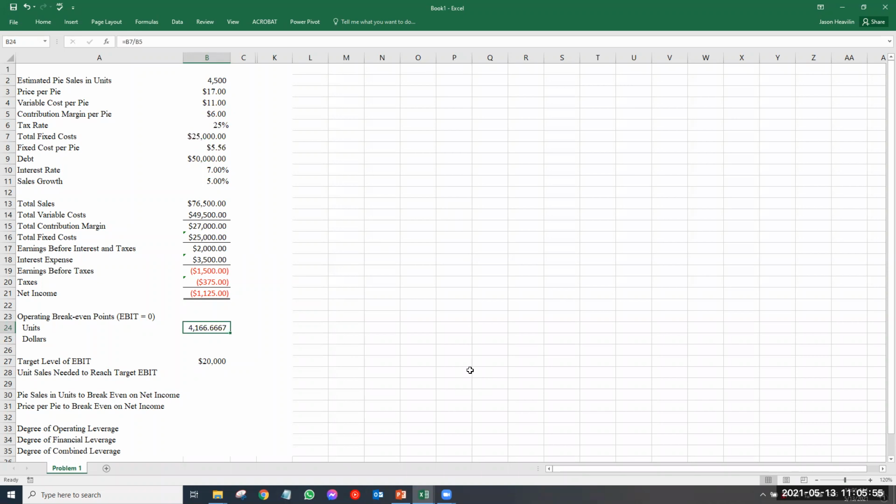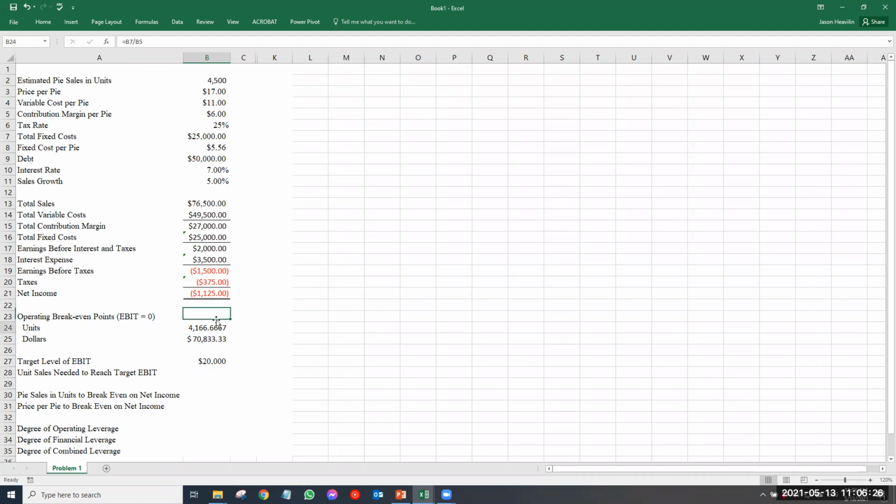Now, you can't sell, well, I guess you could sell half a pie, but let's just say they can only sell whole pies. What would that look like in dollars? If we take that unit break even and multiply by the sales price, it means that our sales have to be at least $70,833 and some change to make sure this number doesn't go below 0. So let's see what that looks like.